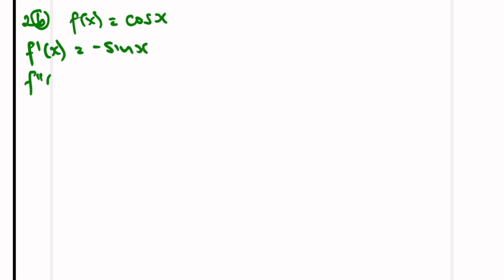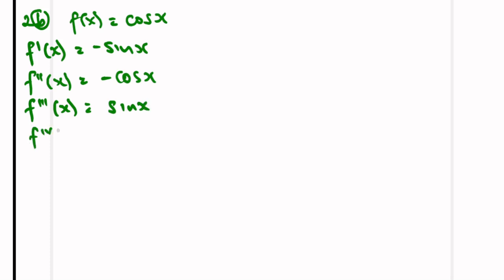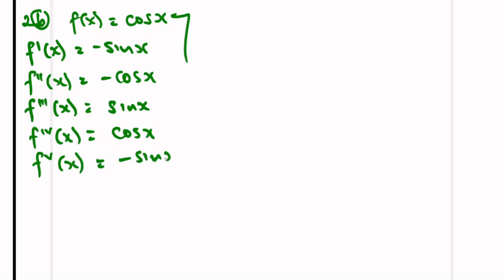The second derivative is going to give us negative cos x. The third derivative is going to give us negative, then cos x is minus sine x, so this should give us positive sine x. The fourth derivative is going to give us cos x. So see, we'll start repeating from here. The fifth is going to give us minus sine x.